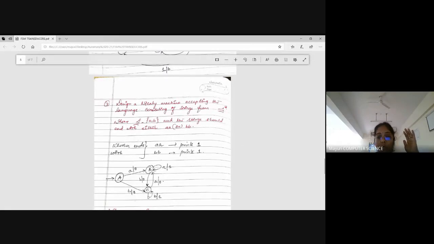Then from C, I know that already you have consumed B. If I consume one more B, I will be in the same state. Reduce the transition. I will be in the same state, but I will accept one. Okay, this is the self state B. This is the acceptable state. Now after B, if I consume A, go to some other state, but your output is 0.